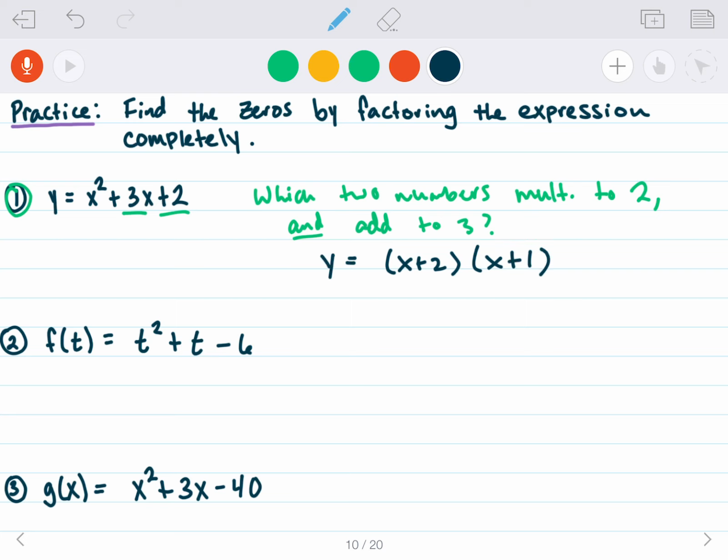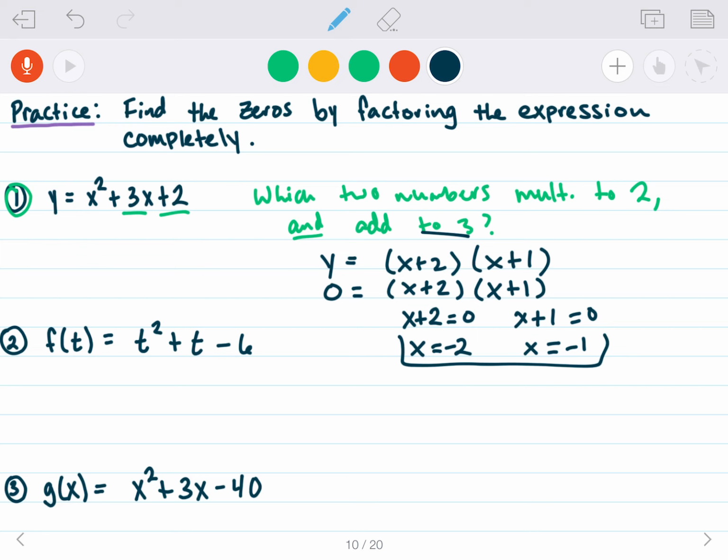Again, you can check yourself by FOILing to see if you get this, but I'm not going to do that. So here it is factored. Now that we're in factored form, we can say y equals 0, and then we can set these individual factors equal to 0. So x plus 2 equals 0, x plus 1 equals 0. Solve for x: x is equal to negative 2. Solve for x: x is equal to negative 1. These are my zeros for number 1. That is where this parabola, this quadratic, is going to cross the x-axis, at negative 2 and negative 1.